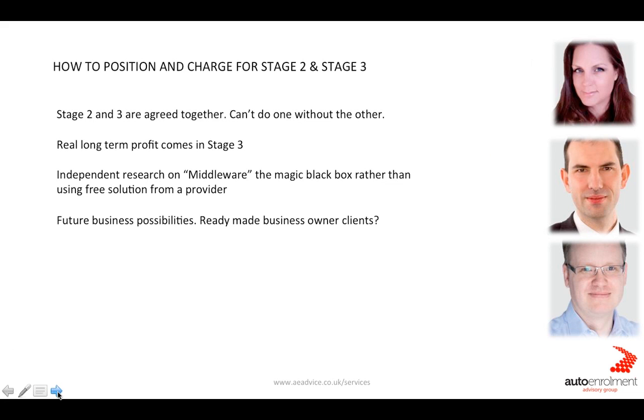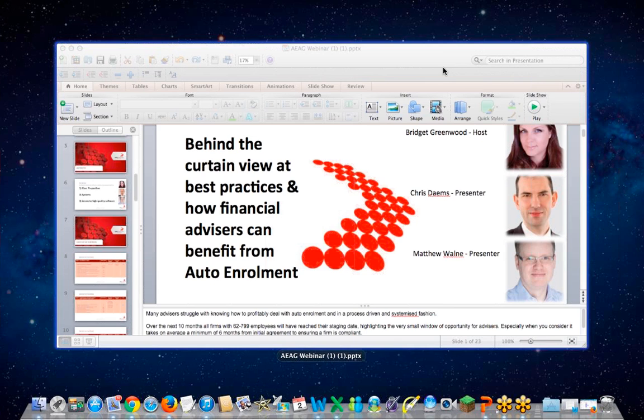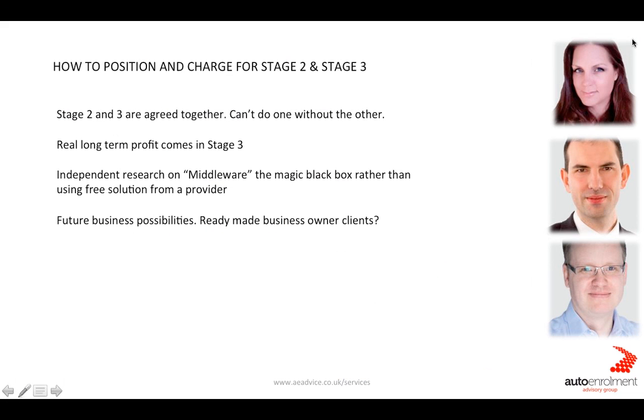Okay, right. We believe actually that stage 2 and stage 3 should be agreed together. You can't really do one without the other. The reason behind that is that if you're going in to implement auto enrolment for a company and then you walk away before the ongoing compliance, or they don't agree the ongoing compliance with you, potentially you're still only doing half the job, because the ongoing compliance actually really starts from the next pay reference period, which for say weekly paid staff would be within a week's time. So you can't really just walk away and leave them in limbo. And to be honest, there's no value in them just asking you to do half the job.